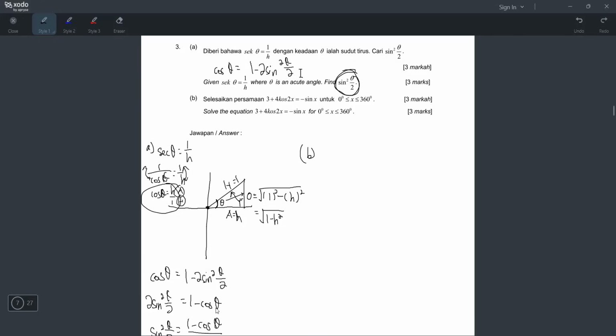When sine angle 0, sine 1, sine -1, and then cos special case is 0, 1, -1. But for tangent special case is only 0, right? Okay, let's do it. Let's write down this question: 3 plus 4 cos 2x equals negative sine x.